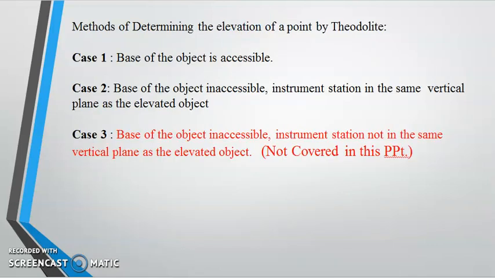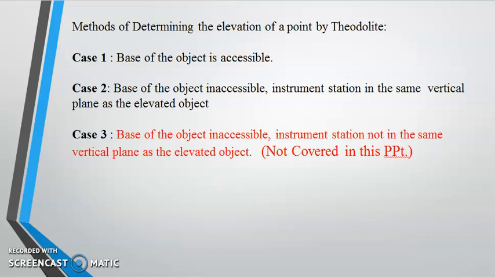The first case is: base of the object is accessible to us. This means that from the instrument station, wherever we set the instrument, the base of the object, wherein the object is a vertical building or a tower or a temple or a church, whatever, is accessible to us. That means we can reach the base of the object. So the horizontal distance from the instrument station to the base of the building can be measured easily, manually, by using a tape.